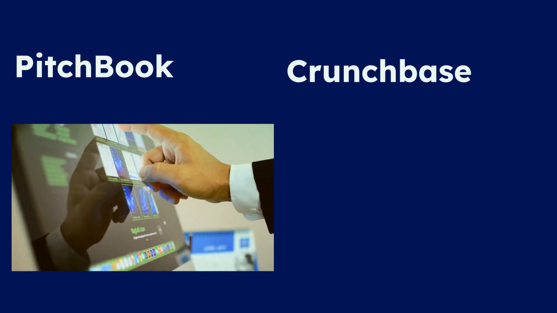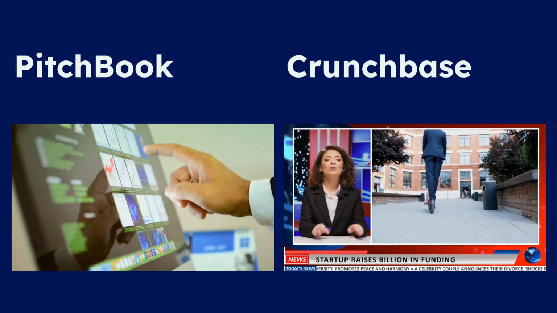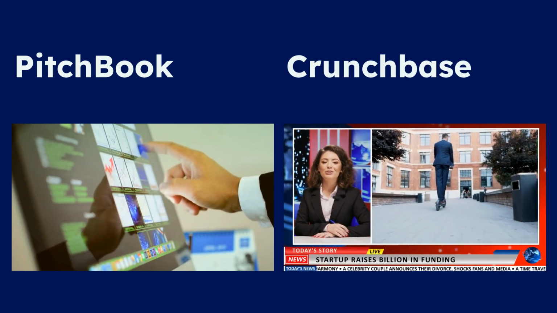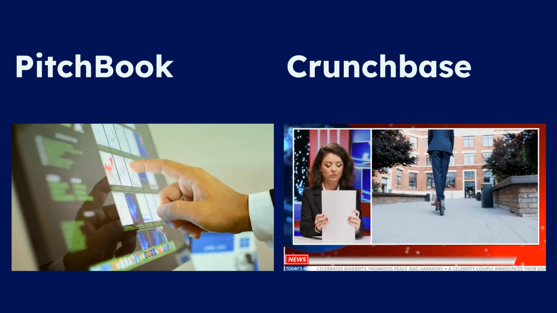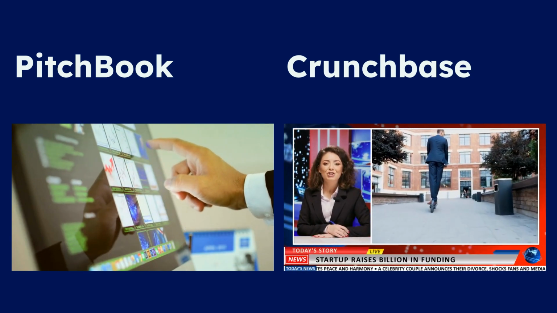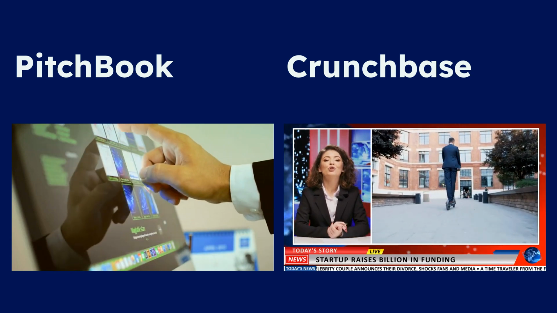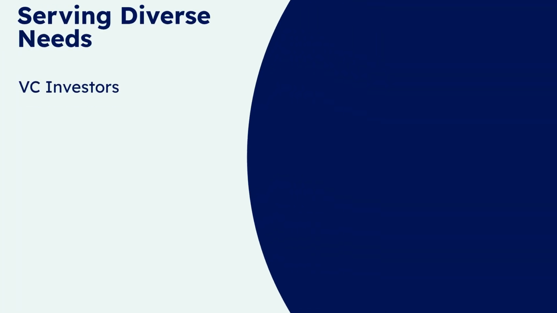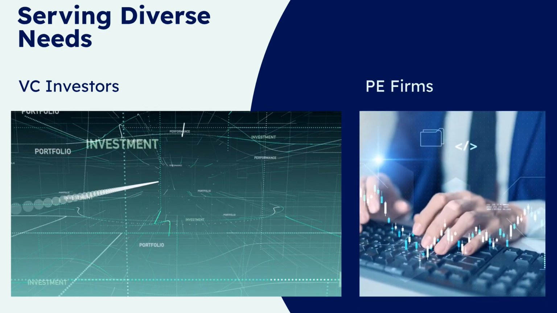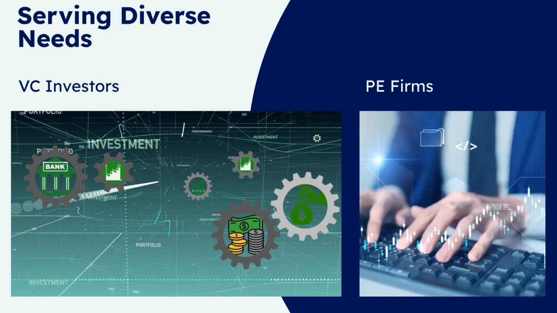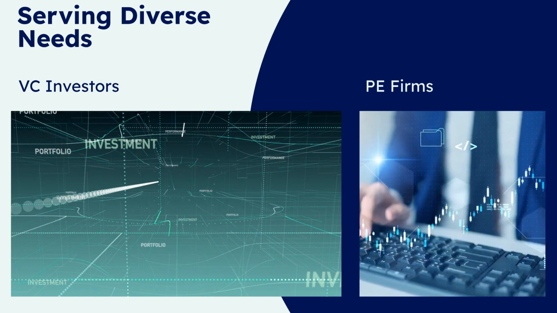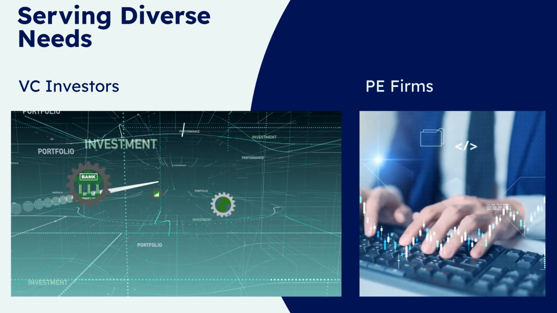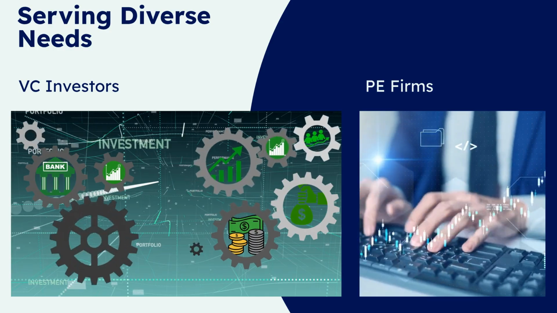Let's briefly highlight some of the leading data aggregators in the private market space: PitchBook, Crunchbase, and Tracxn. PitchBook is renowned for its comprehensive data on venture capital, private equity, and M&A. Crunchbase is widely used for startup funding and company information. Tracxn focuses heavily on emerging sectors and competitive intelligence. Each platform offers unique strengths, catering to different investor needs, from venture capitalists seeking early-stage innovations to private equity firms focused on mature companies and M&A opportunities.